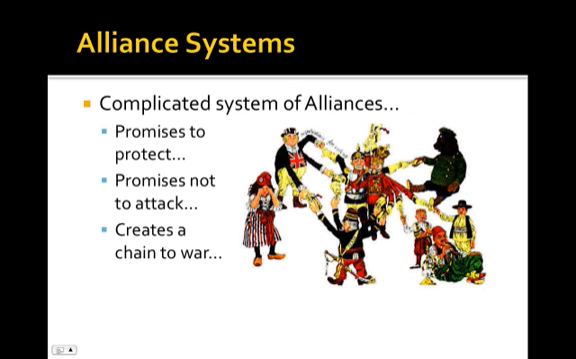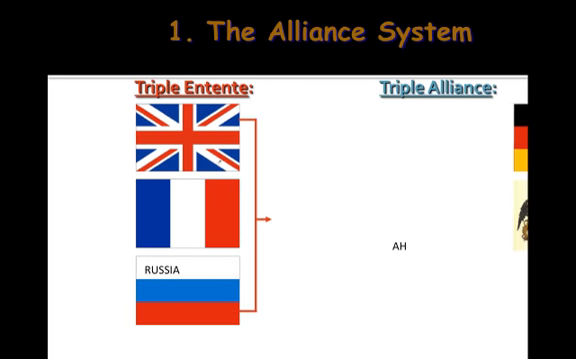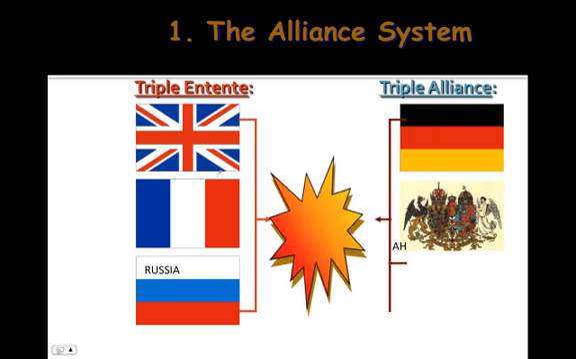And the fourth thing is the A, the alliance system. I like this kind of cartoon here. You see these massive webs of people holding hands. There were some things in this alliance system I want to make sure you understand. Some countries had created promises to protect, promises not to attack, and again we've talked about how it creates this giant chain to war.